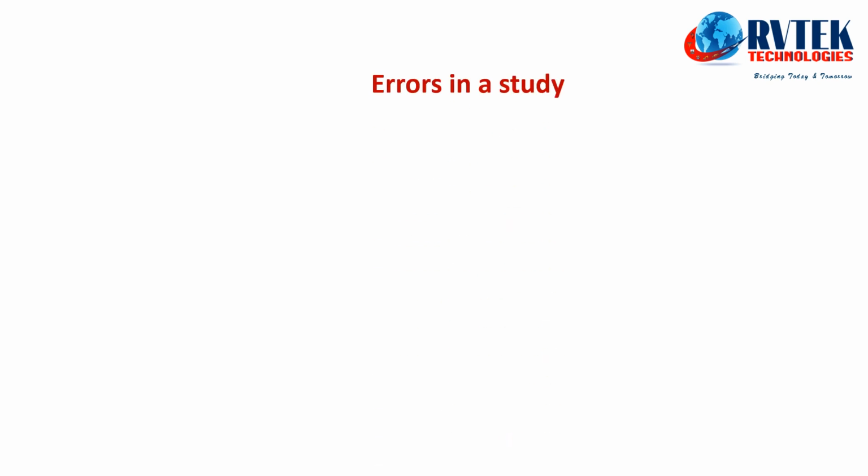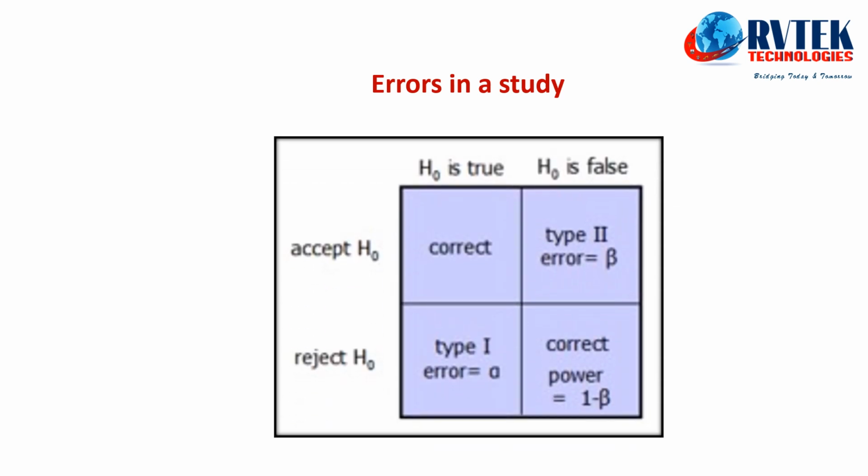Errors in a study. There are many errors that can happen in a study. So in this table, the top part is null hypothesis is true in the true population, and we are accepting the null hypothesis. Then this study is correct. Null hypothesis is true in the population, and in this study we are accepting the null hypothesis.